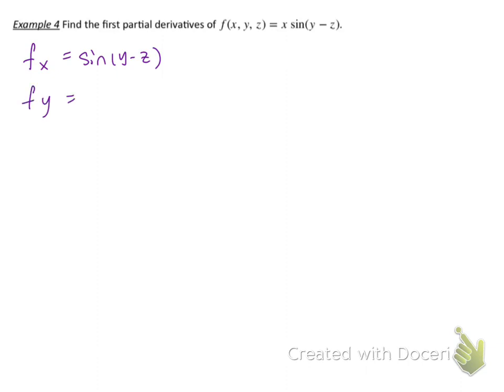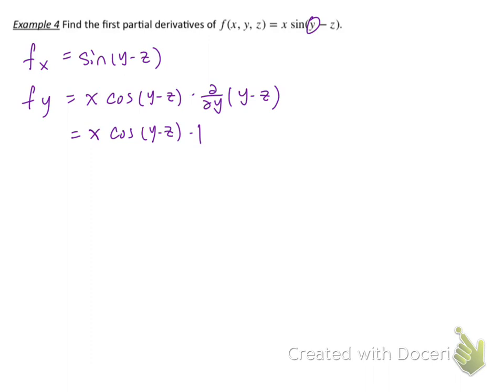F partial y will be, well, my variable is here. So first of all, x is a coefficient. I will keep it. Then I'm differentiating sine of (y minus z). That will be cosine of (y minus z) times the derivative of y minus z. And that will be x cosine of (y minus z) times 1. So you get x cosine of (y minus z).